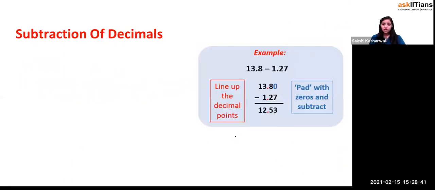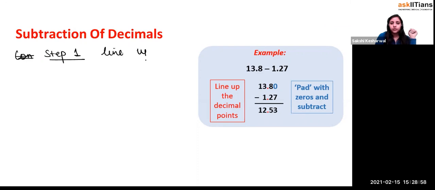Okay. Let's do the subtraction. It's very easy. Again, line up the decimals and pad up the zeros and subtract. Simple. Like the first step is what? Step 1 is what, beta? Line up, right? Line up the decimals, right?